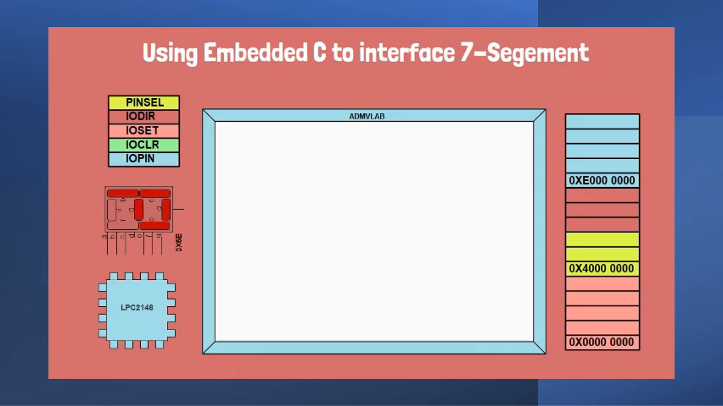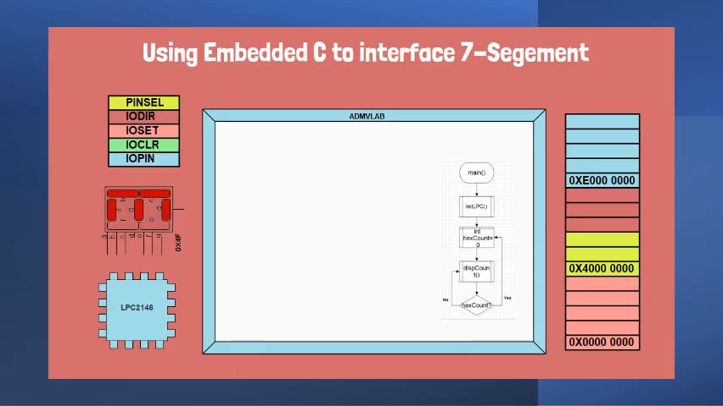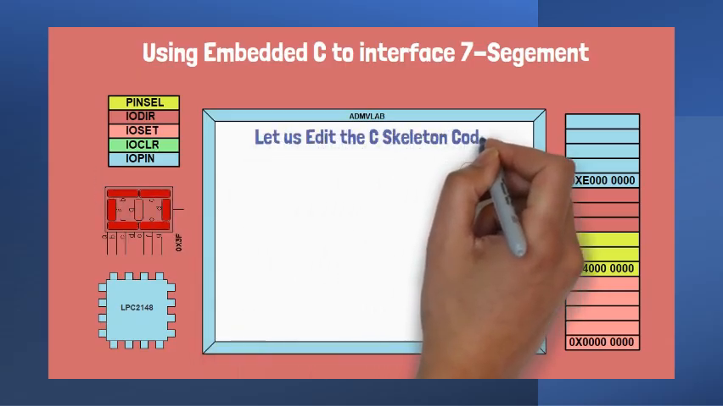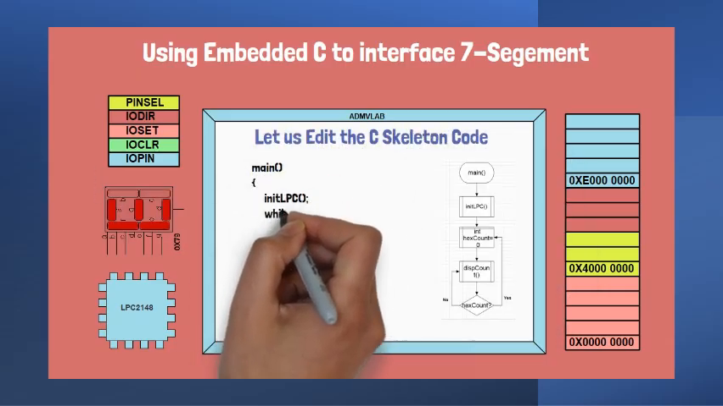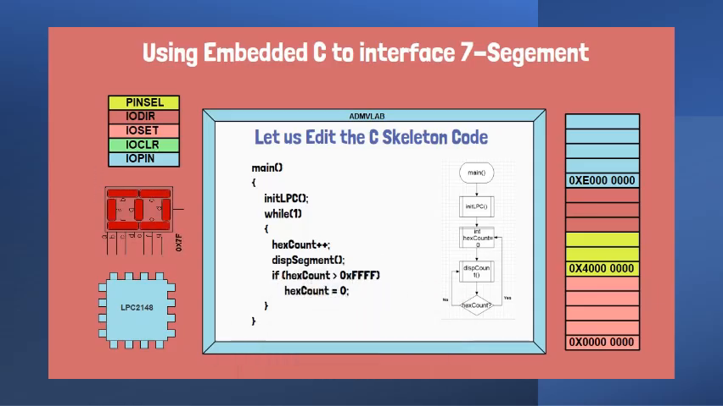Let us start building the C skeleton code. We add our first function call to initialize LPC. We then create an integer variable, hex count, and set it to 0. Our aim will be to display this count on the 7-segment display. This requires us to create an array where we can index and get segment values to display. Hence we call our last function to display segments.